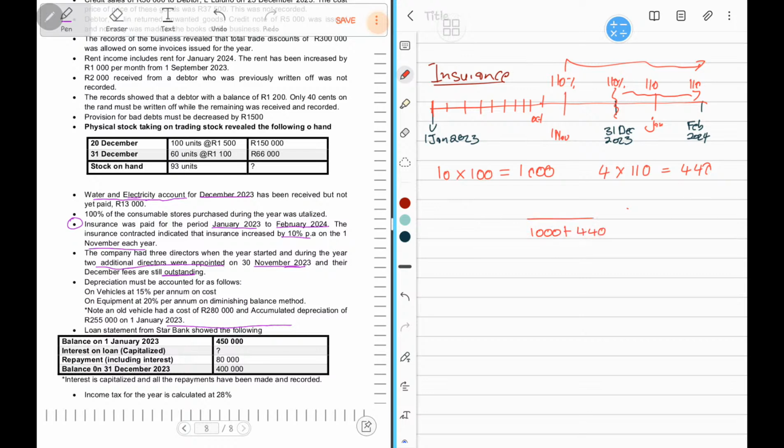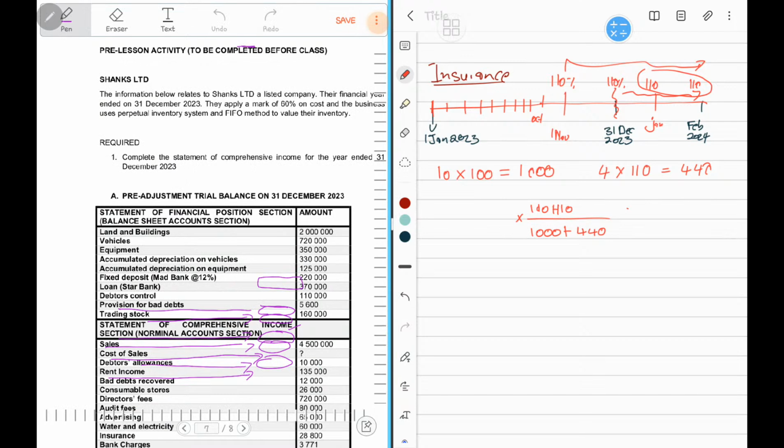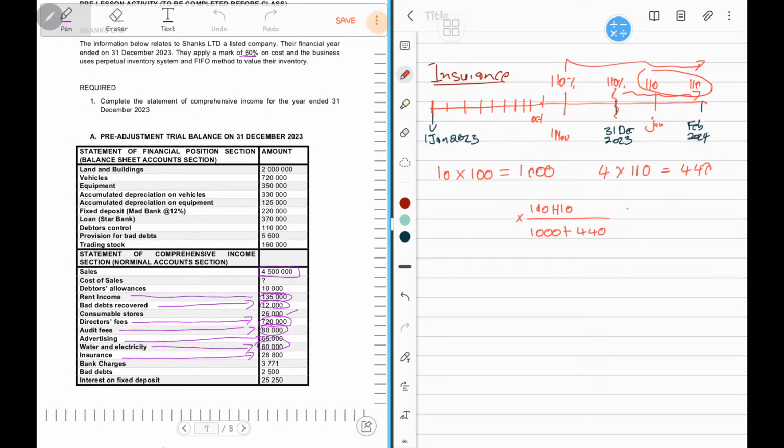So here, remember, only 2 months are outside the year, so when we add those 2 months, it will be 110 plus 110. That is for the prepaid. Then we are to multiply by the amount on the trial balance. So which is how much? The amount on the trial balance, it's 28,800.